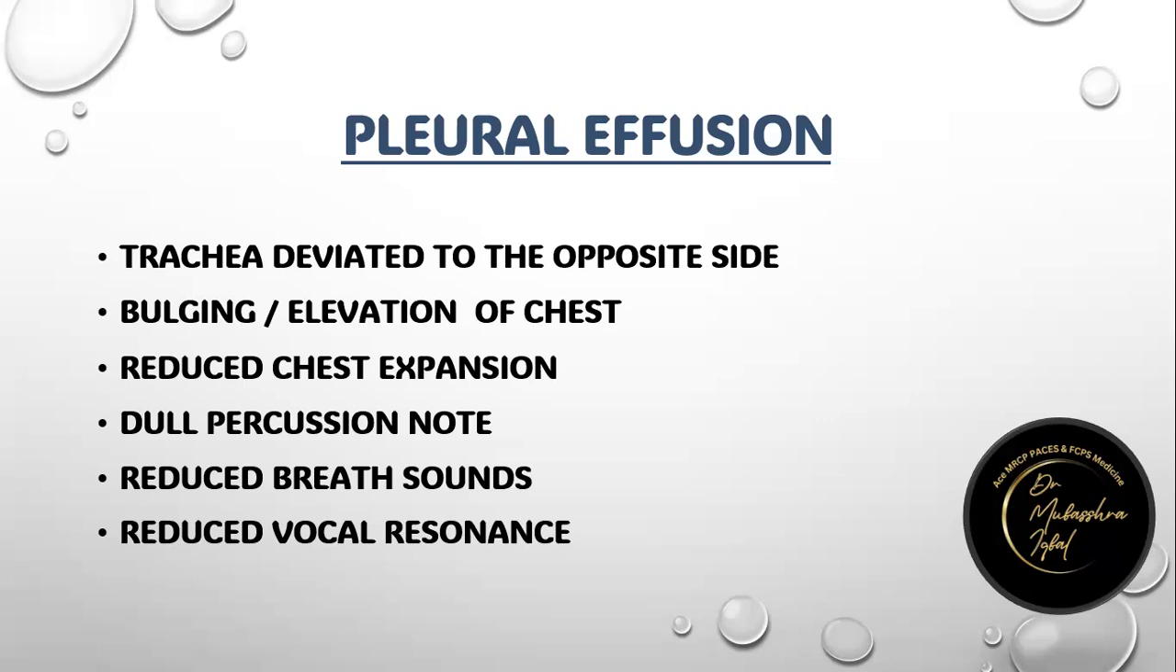So how will you present if it is a case of pleural effusion? For example, for a right-sided pleural effusion, after telling all your positive findings in the periphery, you will say: in the right lower part of the chest, there is reduced chest expansion, the percussion note is dull, and there is reduced breath sound as well as reduced vocal resonance.